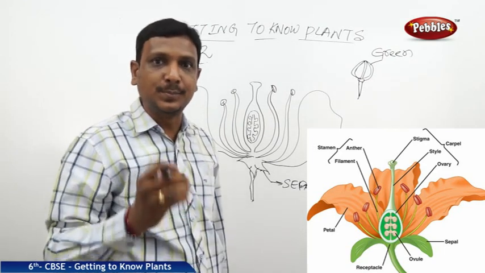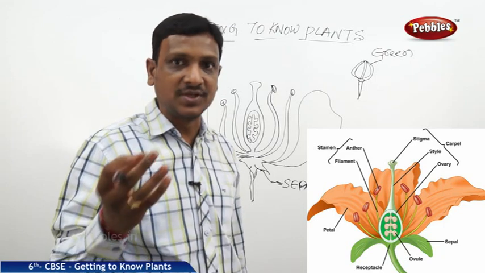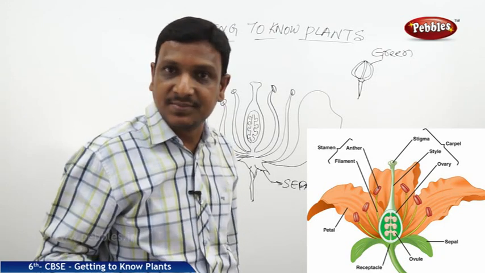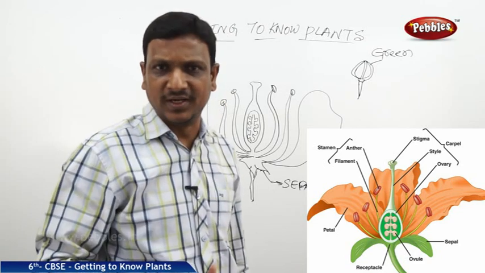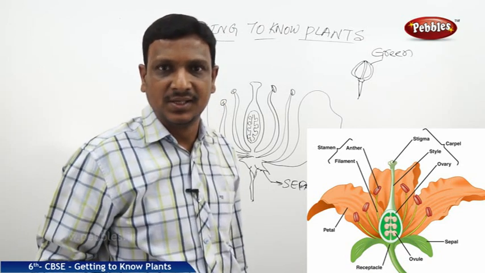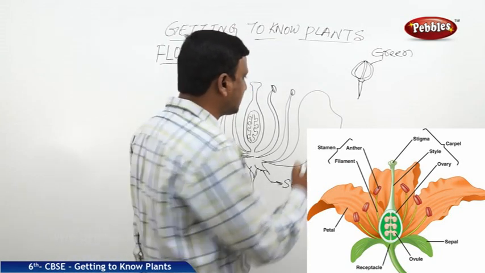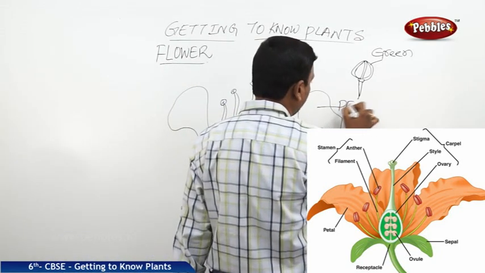So what is the colored part of a flower? Sometimes, of course, they are white in color, sometimes they are red, pink, orange, and a number of colors, purple, blue, likewise. So those are the petals. So petals are the attractive part, petal.